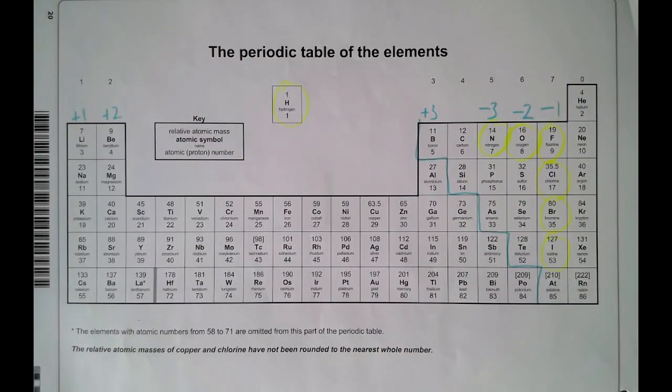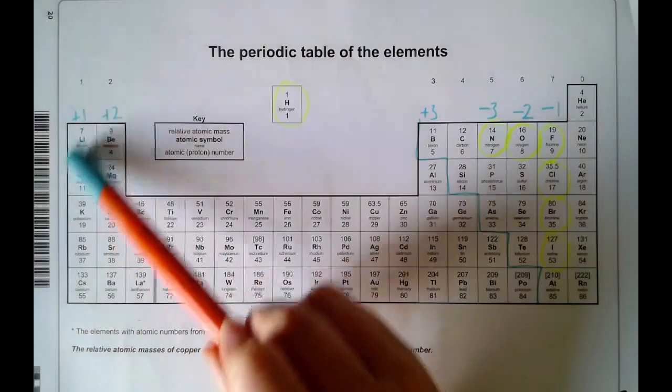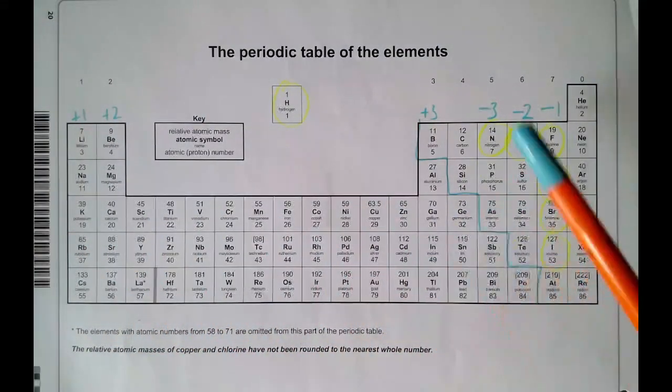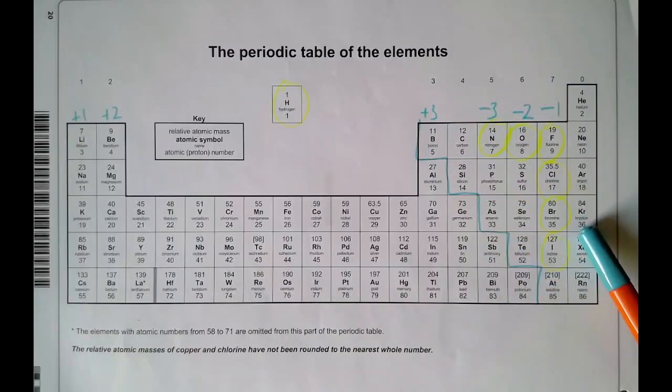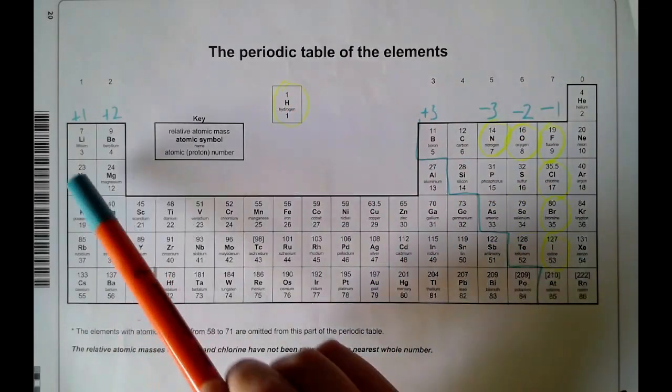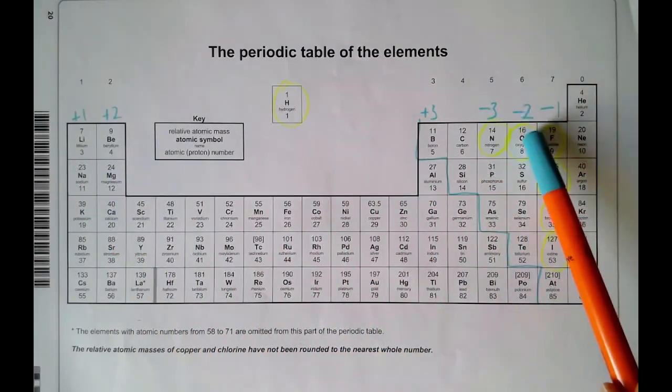So in this video, we're going to look at writing the formula of ionic compounds. Ionic compounds contain metals, which you'll find on the left-hand side of the table, and a non-metal, which you'll find on the right-hand side. Hydrogen here in the middle is also an example of a non-metal. So if I had sodium bonding with oxygen, that would be an ionic compound.